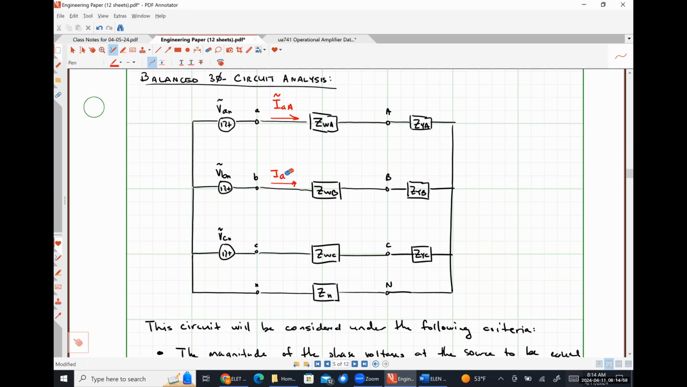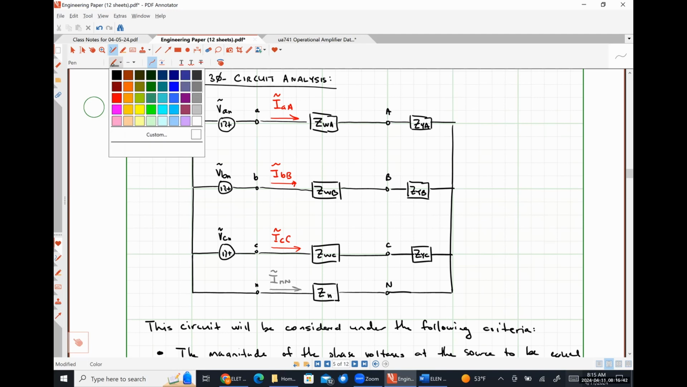Excuse me, this should be BB. Because I'm going to wind up writing a Kirchhoff's current law equation, I'm also going to keep track of this neutral current here, INN. So before we move on from this point, I want you guys to notice something. If our load is Y connected, the impedance of our Y connected load is just in series with the impedance of our transmission line.